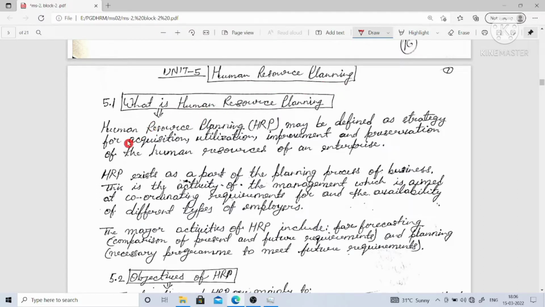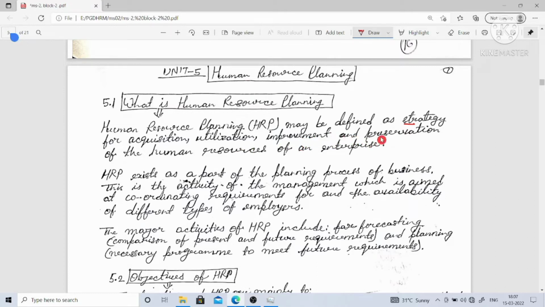First, human resource planning may be defined as a strategy. It is a strategy for acquisition, utilization, improvement and preservation of human resources of an enterprise. It means we can say it is a type of long term planning for acquisition, utilization, means how the organization can acquire human resource, utilize human resource, improve human resource, means the capability of the people working in the organization, and preservation.